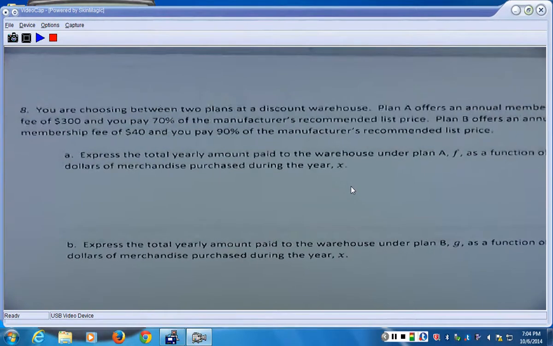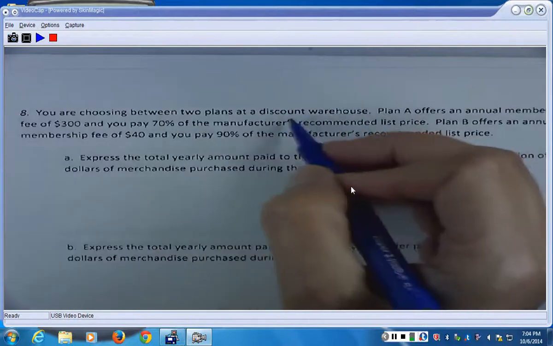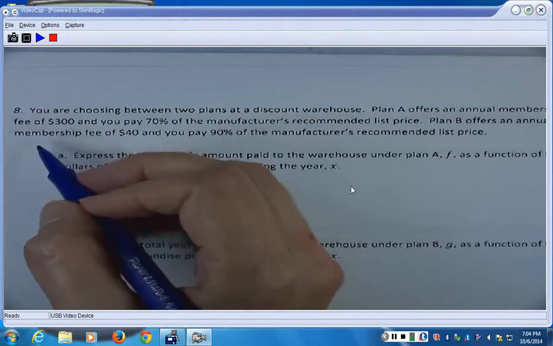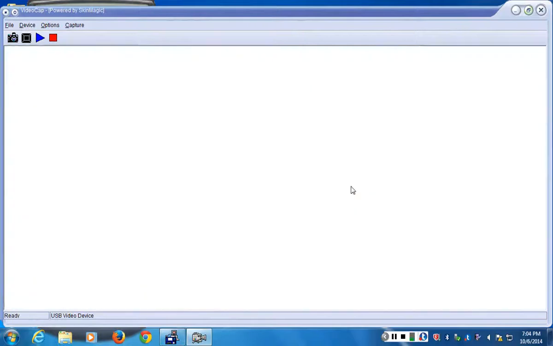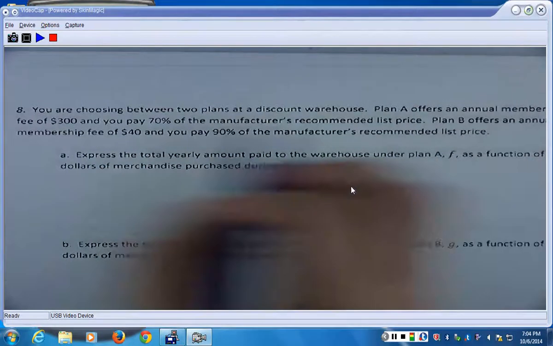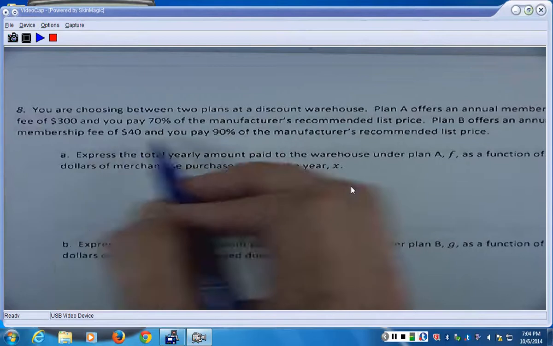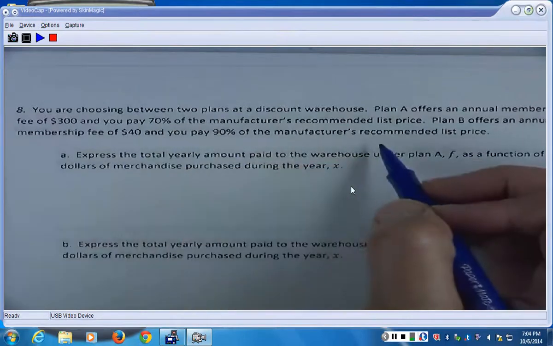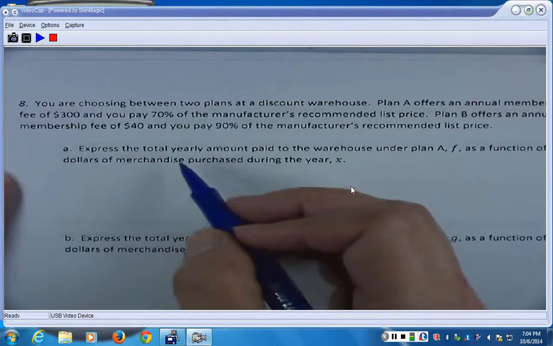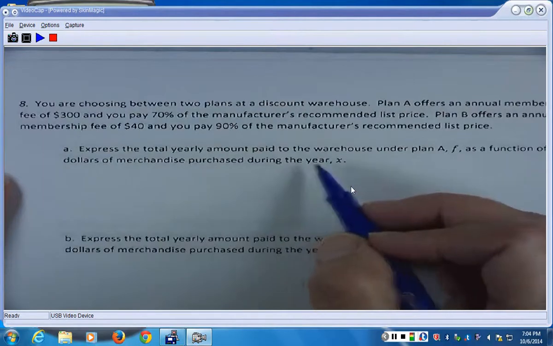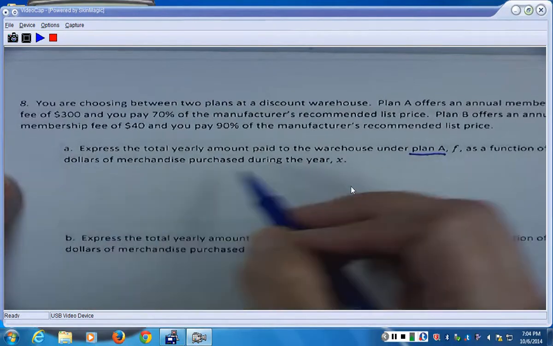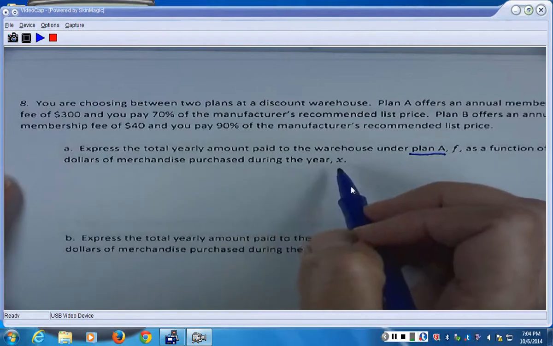All right, but you're choosing between 2 plans at Discount Warehouse. Plan A offers an annual membership fee of $300, and you pay 70% of the manufacturer's recommended list price. Plan B offers an annual membership of $40, and you pay 90% of the manufacturer's recommended list price. So we're going to express the total yearly amount paid to Warehouse under Plan A, F, as a function of the dollars of merchandise purchased during the year X.